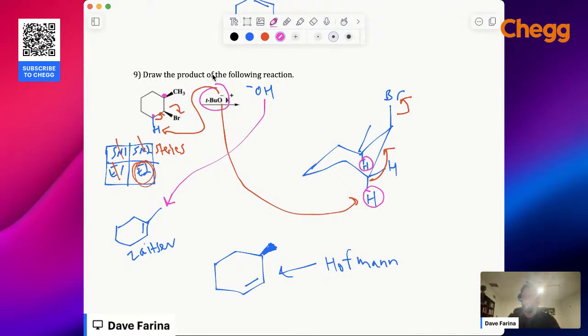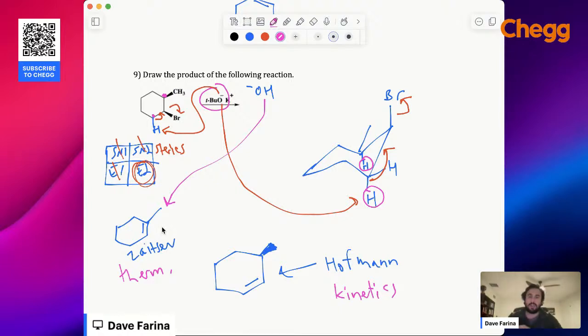this will be the Hofmann product that is preferred because this is kinetically driven, right? Because of the bulk, the sterics associated with the base, it's going to go via the smallest activation barrier. So the Hofmann product is kinetically driven. The Zaitsev product is thermodynamically driven, sits lower on the energy diagram. So that's a very, very, very important concept to understand.